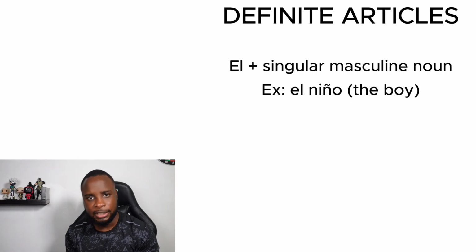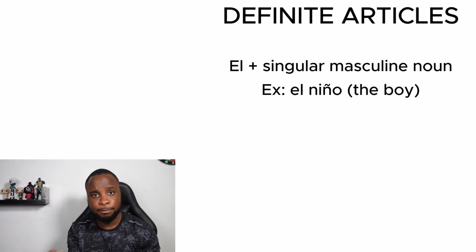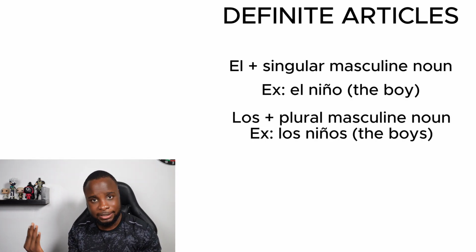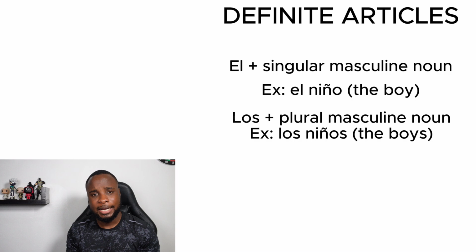And so for definite articles, we have el. So, el niño, the boy. El always goes to masculine nouns. And if you want to make this plural, just like we did in section 2, the niño becomes niños and the el changes to los. And so we say los niños. And this basically captures how in Spanish, everything has to agree both in gender and number.